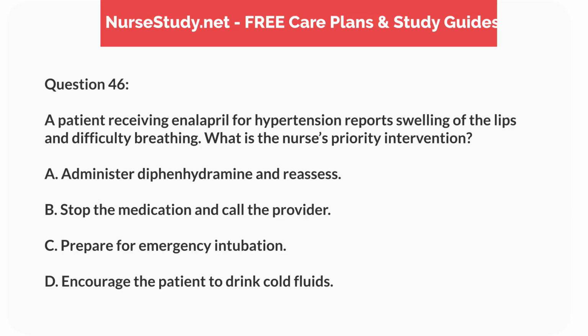Question 46. A patient receiving enalapril for hypertension reports swelling of the lips and difficulty breathing. What is the nurse's priority intervention? A. Administer diphenhydramine and reassess. B. Stop the medication and call the provider. C. Prepare for emergency intubation. D. Encourage the patient to drink cold fluids.